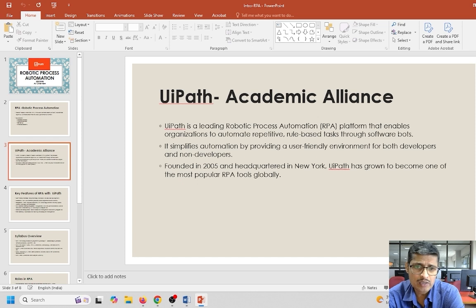And this particular subject we have introduced in the CS department by having an alliance with UiPath. The complete UiPath syllabus is there in our CS curriculum, which enables organizations to automate repetitive rule-based tasks through software bots. It simplifies automation by providing a user-friendly environment for both developers and non-developers. It was founded in the year 2005 and is headquartered in New York. UiPath has grown to become one of the most popular RPA tools globally. Apart from that, there are other RPA tools also, but as per our curriculum, we have introduced the syllabus from UiPath.